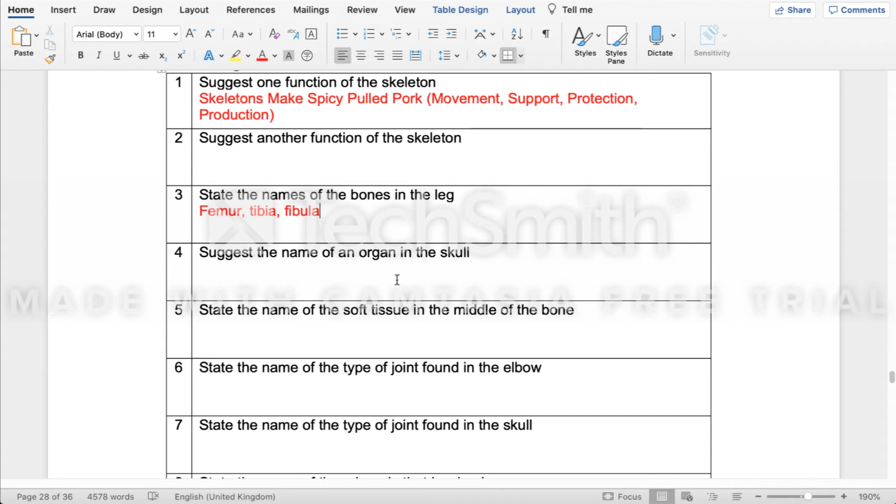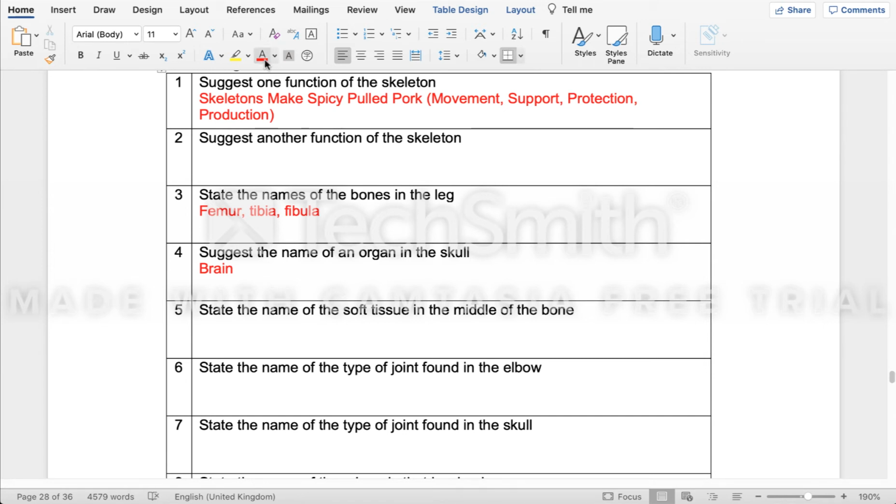Please make sure that you have the spelling correct for these, just because you don't want to write something that your teacher does not recognize and unfortunately get a question wrong. So remember that the tibia is the larger bone that's in the front, kind of like your shin bone, and the fibula is towards the back and slightly to the side. Number 4, suggest the name of an organ in the skull. The biggest organ that we've been talking about that's in your skull is your brain. That one's straightforward.